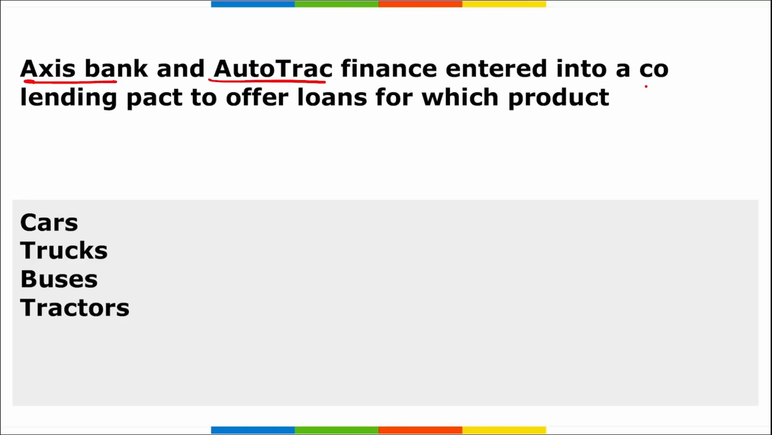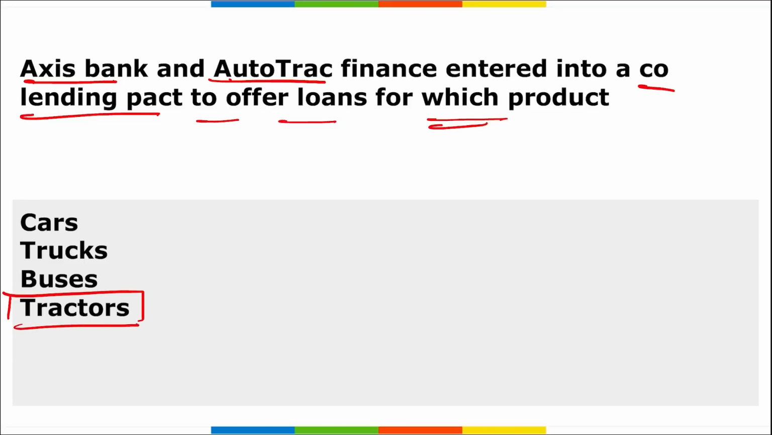So Axis Bank and Autotrack Finance, they have entered into a co-lending pact to offer loans for which product among these? So remember, Axis Bank and Autotrack Finance Limited, that is a non-banking finance company, they have entered into a strategic partnership under co-lending model through UB.lend platform. Under this partnership, Axis Bank and AFL, that is Autotrack Finance Limited, they will be offering loans for new tractors.